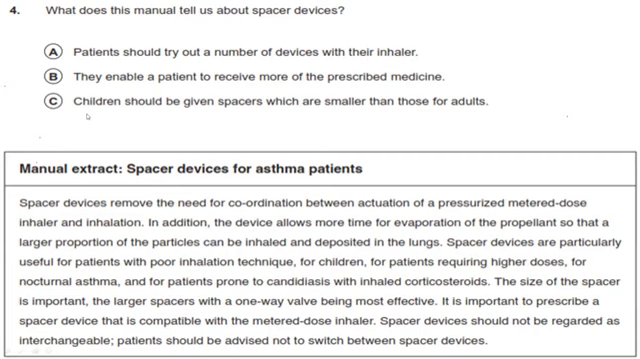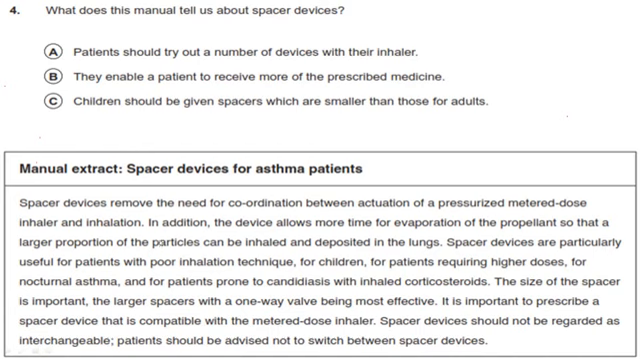Then the second paragraph, evaporation: the device allows more time for evaporation of the propellant so that a large proportion of the particles can be inhaled and deposited in the lungs. So I think it will be the suitable answer, choosing B, sir.